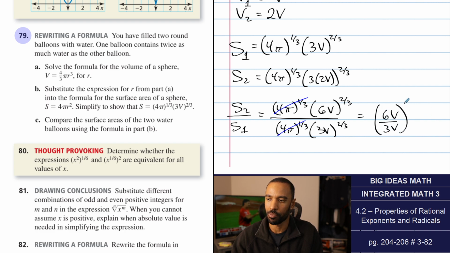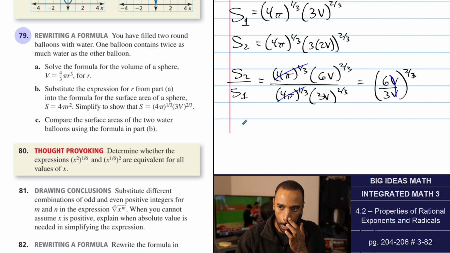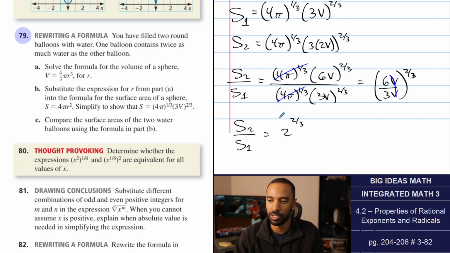6v over 3v raised to the 2/3 power, like that. So 6v over v cancels, and 6 over 3 is 2. So s sub 2 over s sub 1 equals 2 to the 2/3 power. This can be an answer. It's kind of a weird one. I'd prefer to do the cube root of 2 squared, which is the cube root of 4.